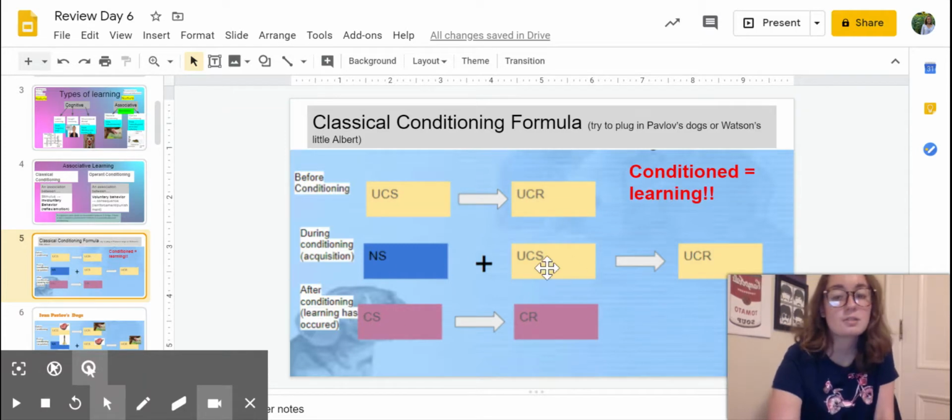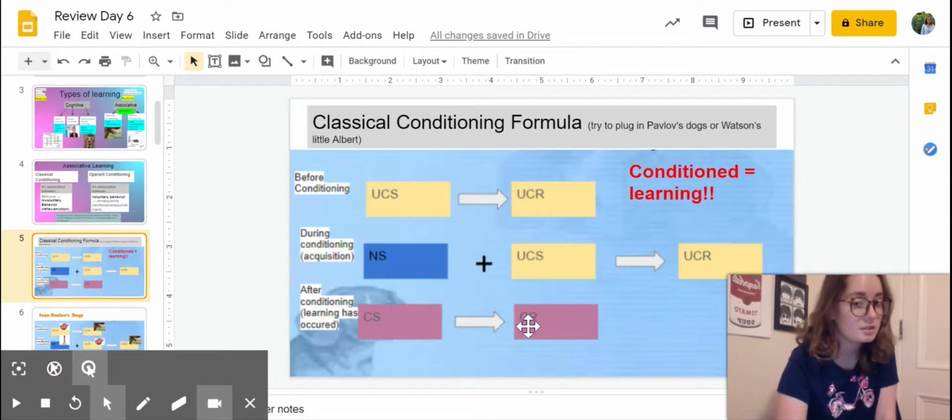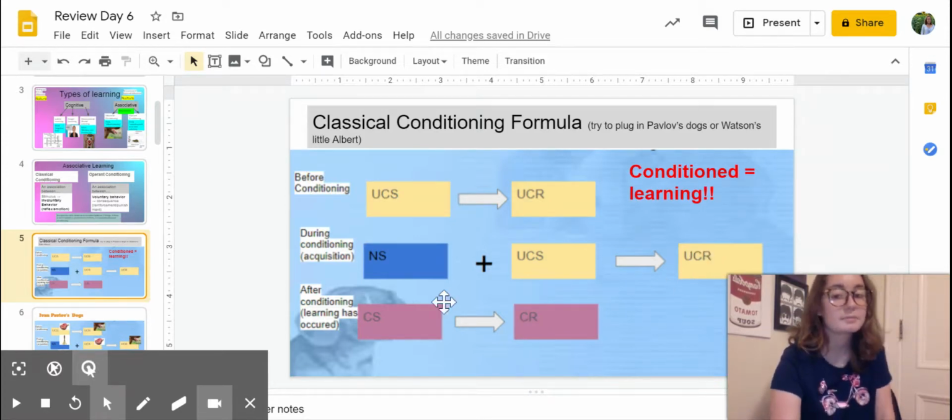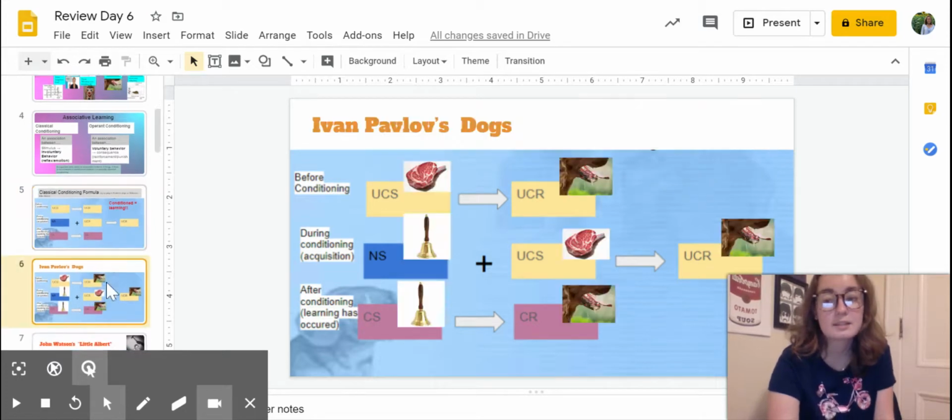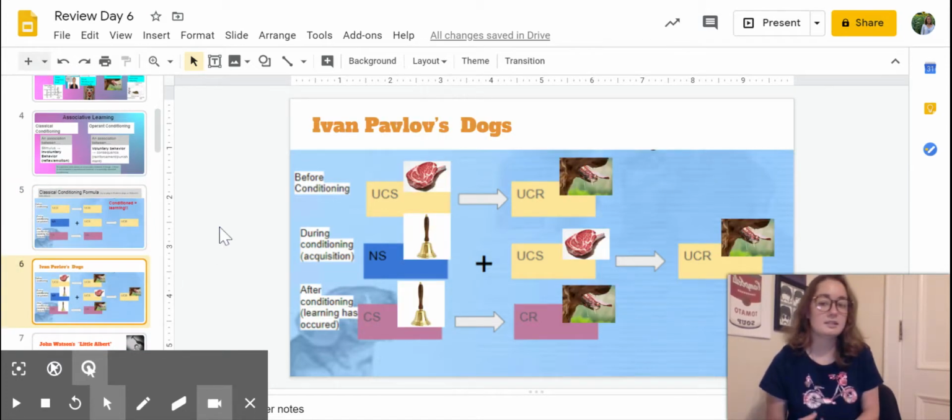So now, because you paired all these things together so many times, you don't need the unconditioned stimulus with the neutral stimulus to cause the unconditioned response. You only need the conditioned stimulus, so this neutral stimulus now, to elicit the conditioned response, this one. So let's break this down with an example, which will make it a lot easier to understand.